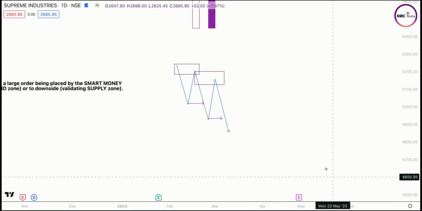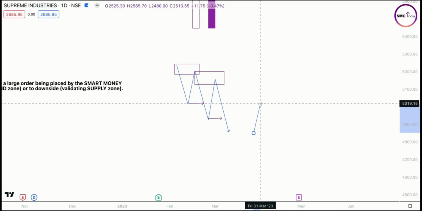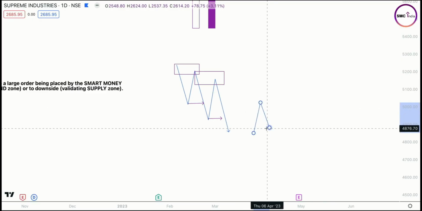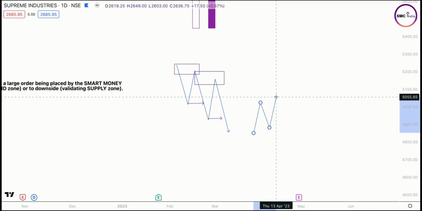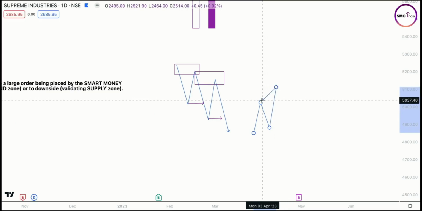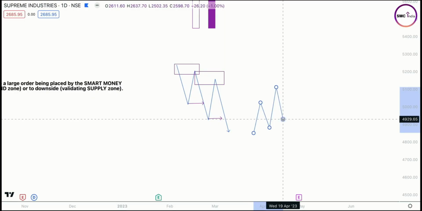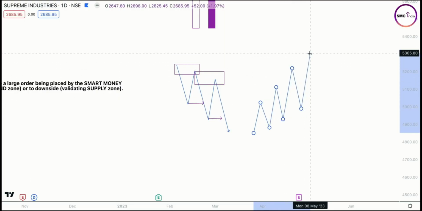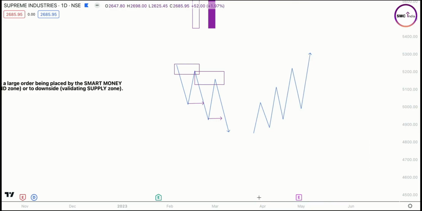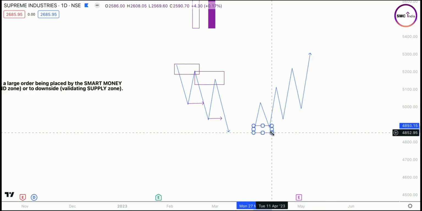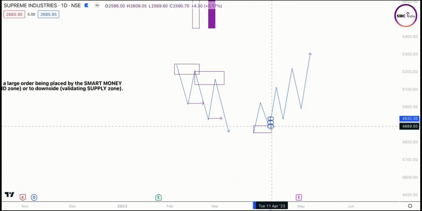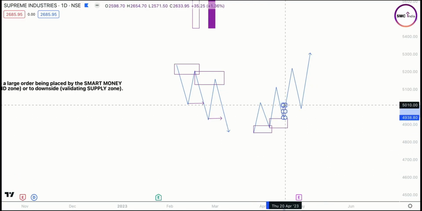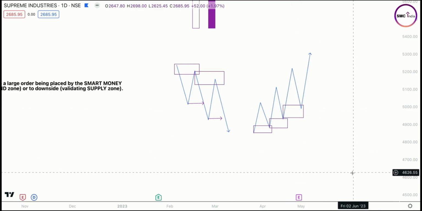Same is the case for demand zone. The price comes back to this demand zone, the buy orders get activated, the price shoots up causing breakout structure here. The price comes back to this demand zone, shoots up, comes back to this demand zone, shoots up. So you know that it comes back to this demand zone, and comes back to this demand zone again.